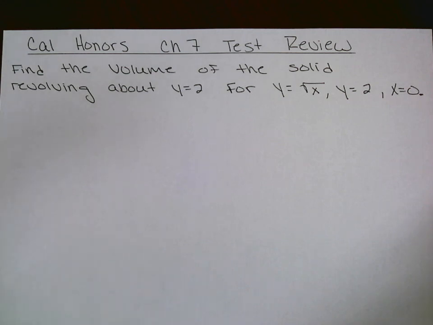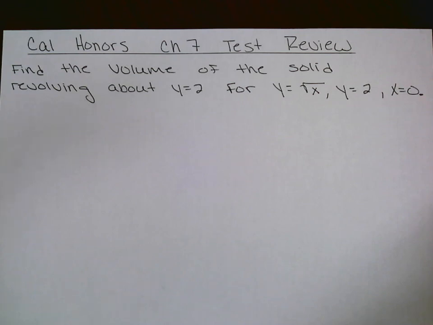All right, this video is a review for Chapter 7 for Calculus to help you prepare for my test. So this first question says, find the volume of the solid revolving about y equals 2 for y equals square root of x, y equals 2, and x equals 0. What type of a question is this?